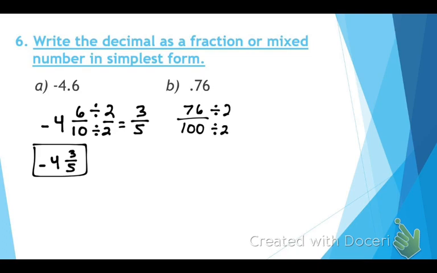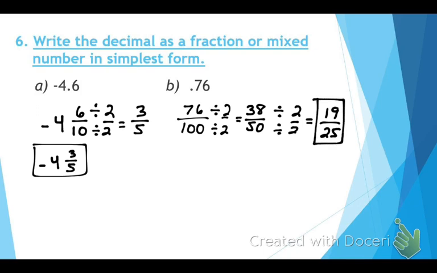38. What is half of 100? 50. Can this be simplified? Yes, because both of these are even numbers. Let's cut it in half again. What is half of 38? 19 over 25. Can that be simplified? No, there is nothing that can go into 19 that can go into 25. So when you put it in simplest form, you get 19/25.